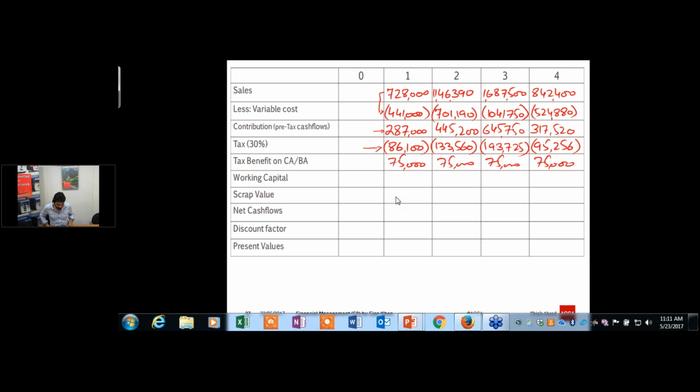Zirek, we'll explain the reducing balance as well. We'll solve the same question with the reducing balance as well. Sheila, yes, so I will show you, we'll solve the same question with the scrap value as well. So I will show you that.